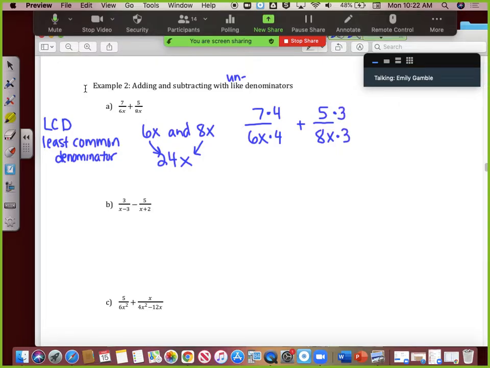We can do that because we're multiplying both the numerator and denominator by those numbers, which is just making it look bigger, but it's still equal because 4 over 4 really just equals 1. Once you do that, it's time to multiply everything out, and then you can add. 7 times 4 is 28, over 6x times 4 is 24x, plus 5 times 3 is 15, over 8x times 3 is 24x. Okay, once you have that, this will simplify to be what when we add?